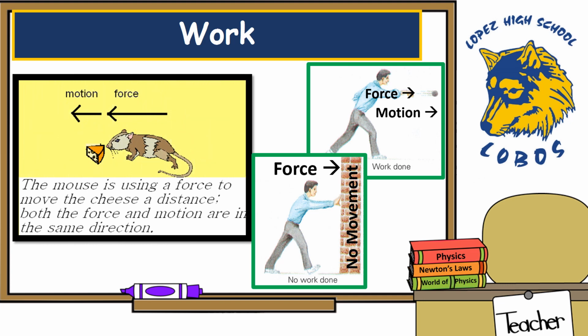Let's take a look at the cheese and mouse example again. The mouse is using a force to move the cheese in a certain distance. However, it is important to note that the force applied to the cheese is in the same direction in which the cheese is moved towards.